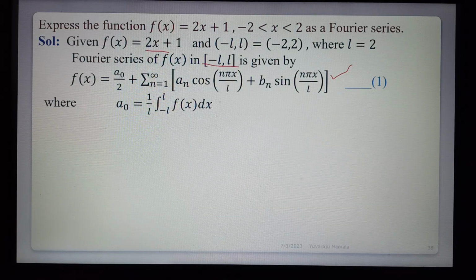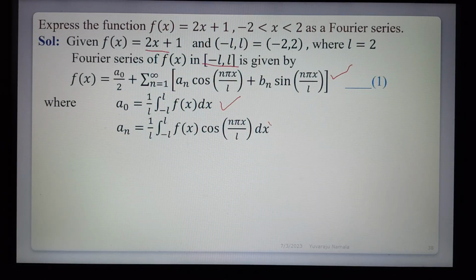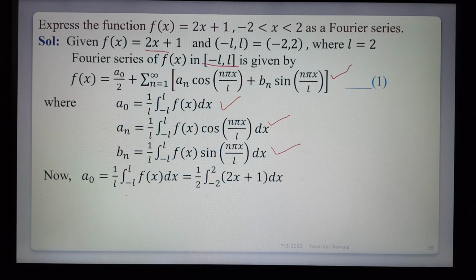This is the a naught value, this is the a n value, this is the b n value. So now finding a naught, a n, b n. A naught is equal to 1 by L into integration minus L to L f of x dx, is equal to 1 by 2.